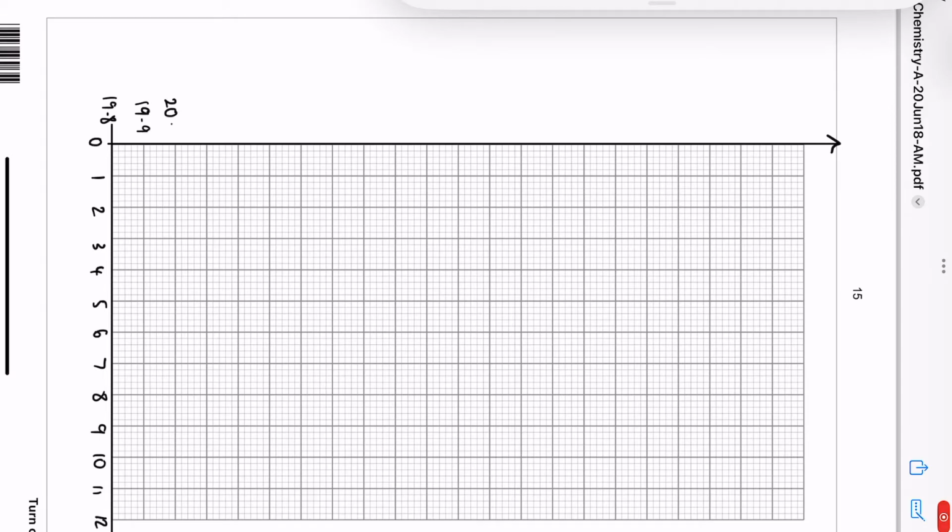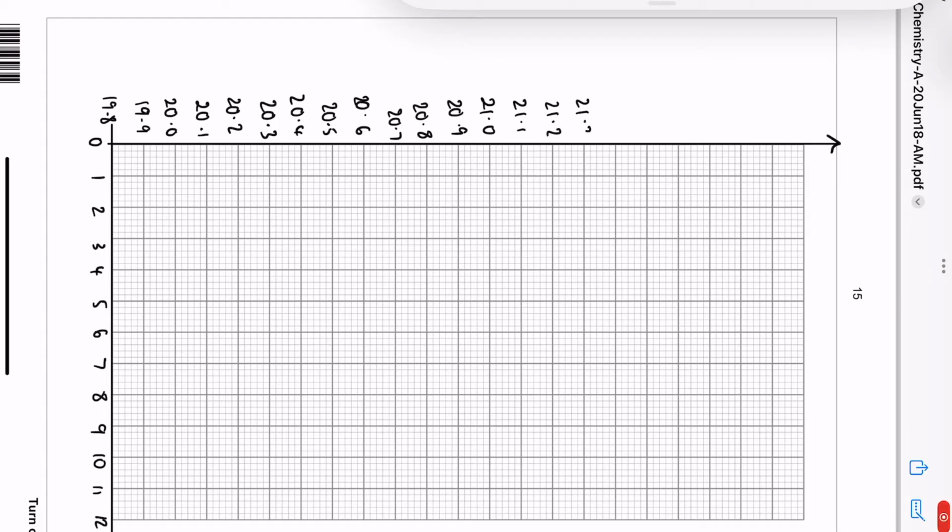20.0, 20.1, 20.2, 20.3, 20.4, 20.5, 20.6, 20.7. You have to use as much of the paper as you can. And remember that the exam board do always try to give you the right amount of paper for the graph to really spread the data out.